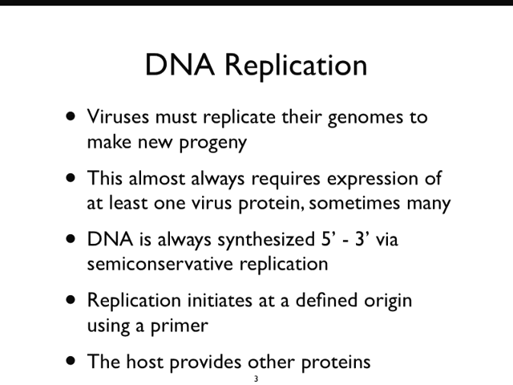DNA, however, is always synthesized in the 5' to 3' direction, and it's done in a semi-conservative replication fashion. Both strands are replicated. Replication initiates at a defined origin using a primer. And the amazing thing is that these primers can be very variable. They can be DNA structures. They can be Okazaki fragments, those small RNA pieces that are made by primases and polymerase alpha. Or they can be proteins. And we will discuss examples of each of those.